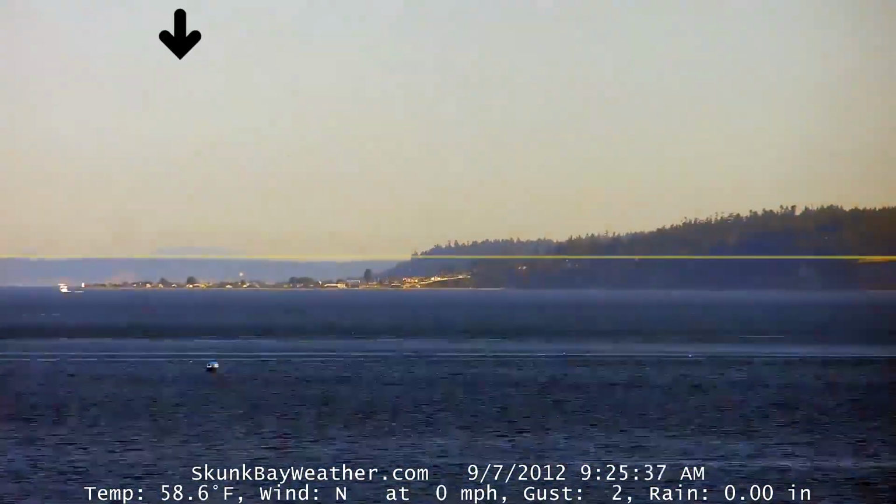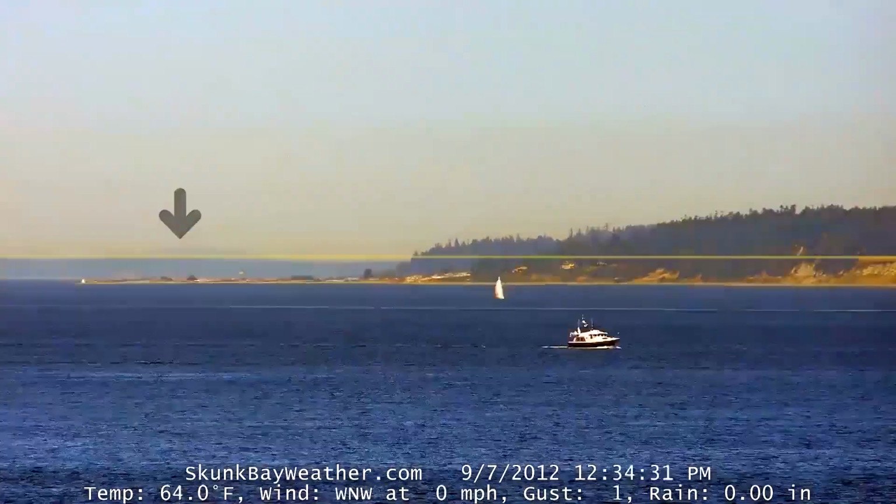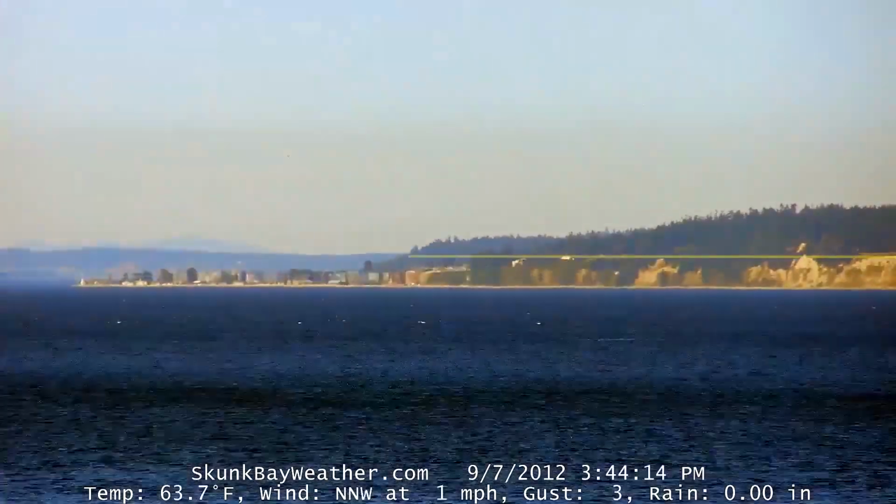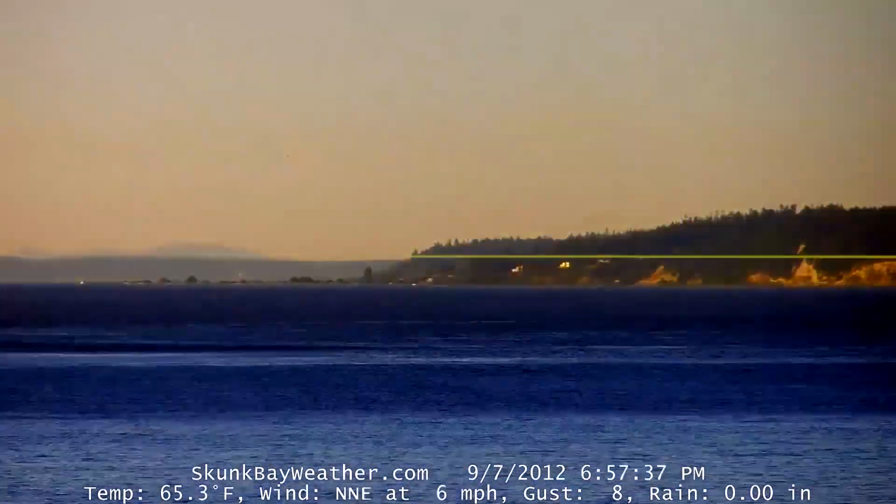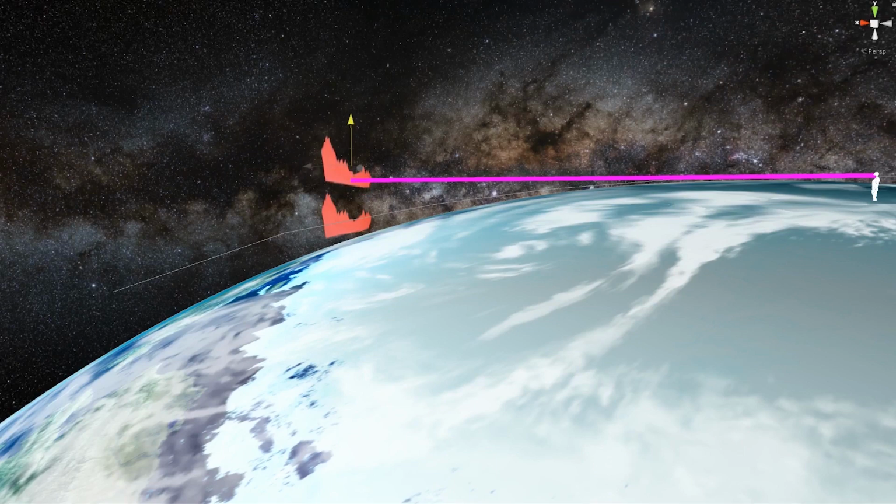In this video from Skunk Bay, it's easy to see the effect of terrestrial refraction. Consider what this looks like from the side. A curve with a radius that's constantly changing.